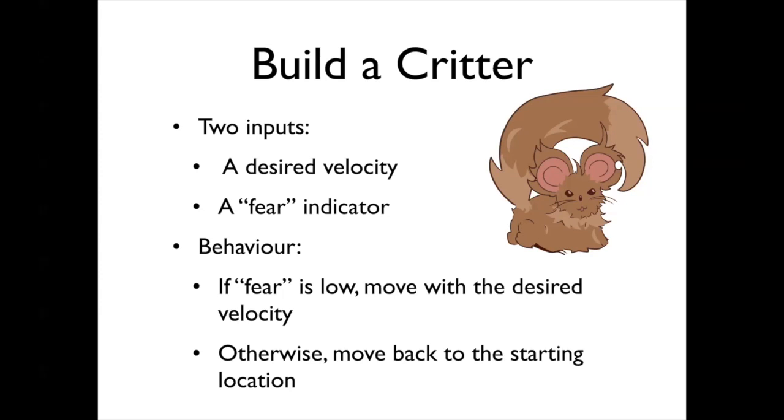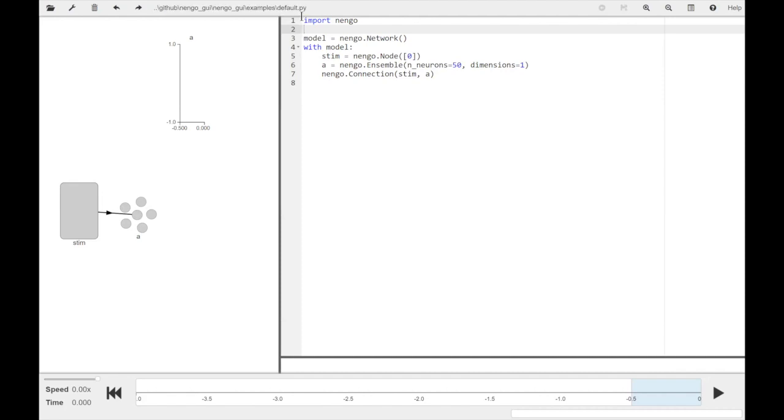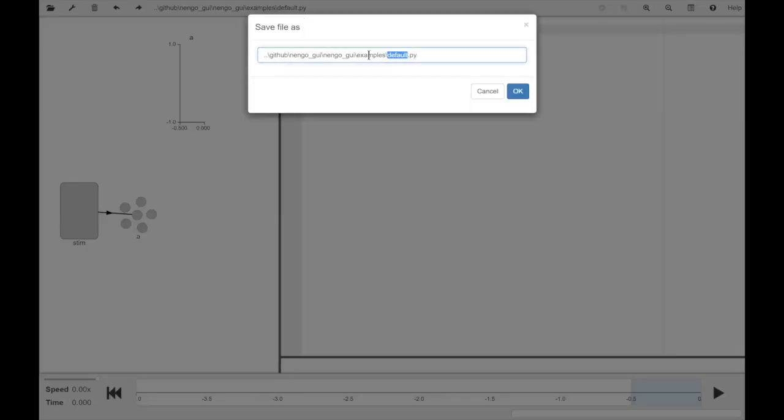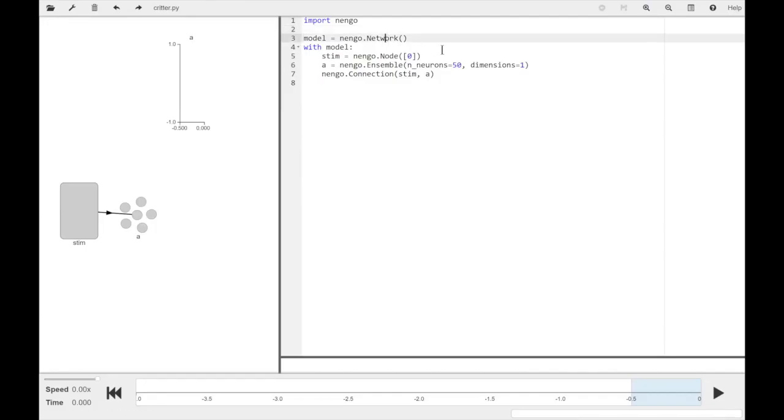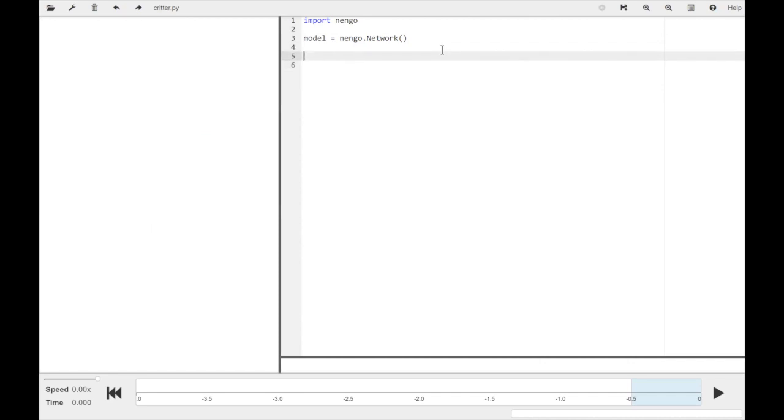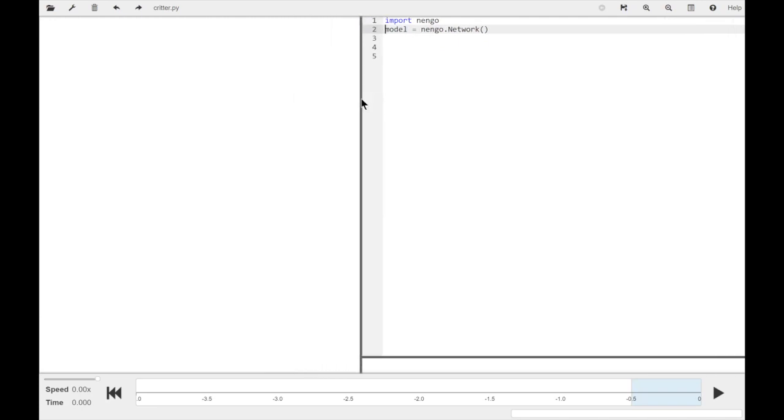So this is the bare minimum simple creature, and I want to use it as an example of how to build a model using Nengo. We've just started Nengo fresh. I'm going to start a new file and call it critter, and then delete everything. All right, so how are we going to make this work?